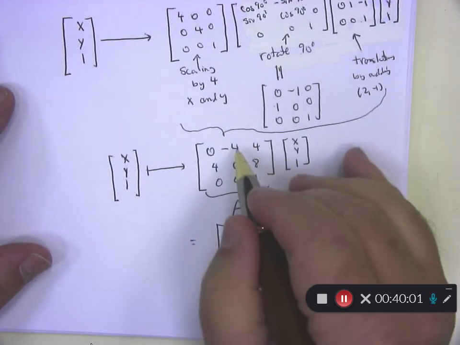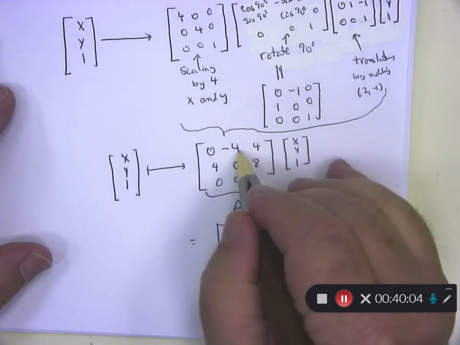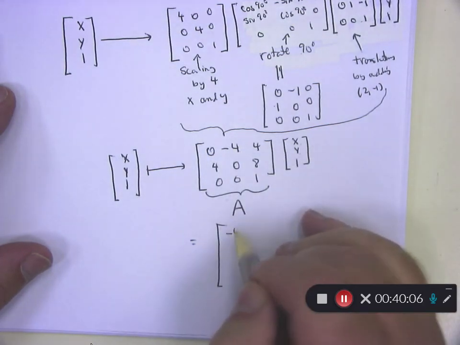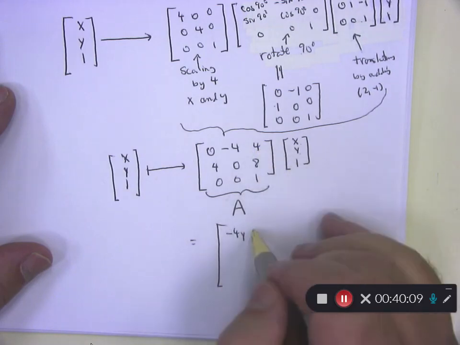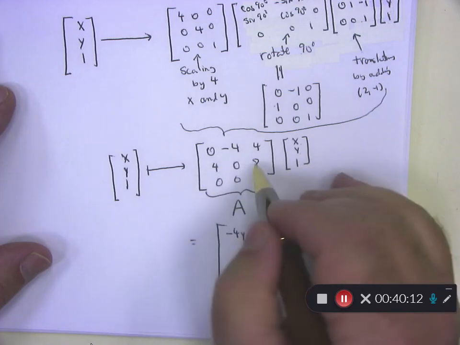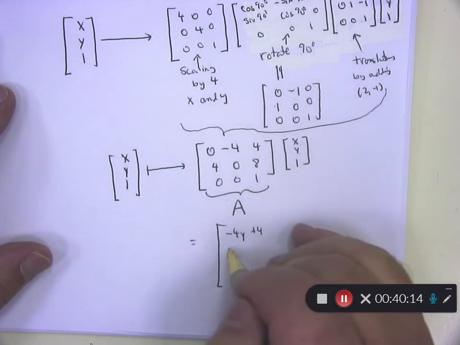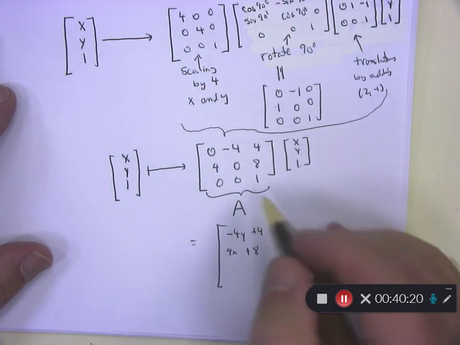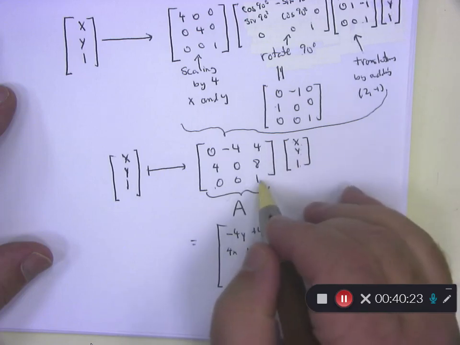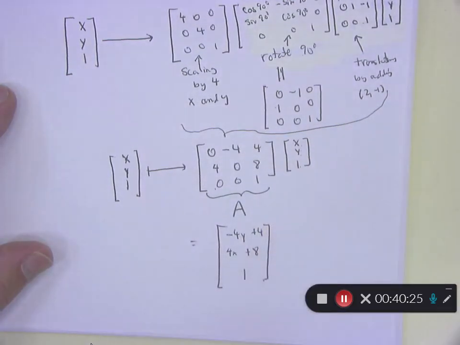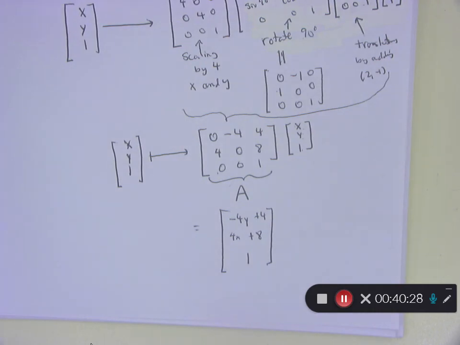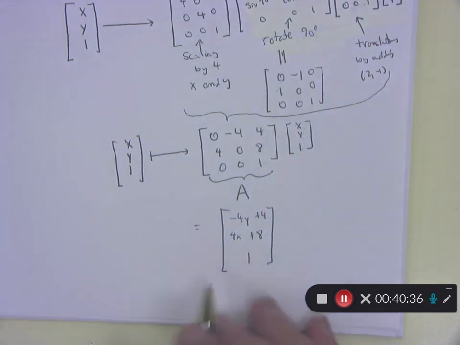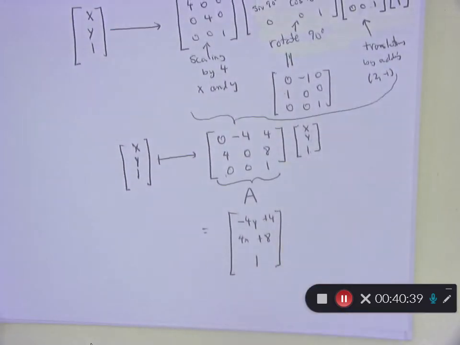Row by column here, this would be 0 times x plus negative 4 times y, that'll be negative 4y, plus 4 times 1, that would be plus 4. Second row, first column here, 4 times x, that would give you 4x, plus 0 times y plus 8 times 1, that's plus 8. And then 0 times x plus 0 times y plus 1 times 1, that's 1. There we go. I get negative 4y plus 4. I get 4x plus 8. And I get 1.